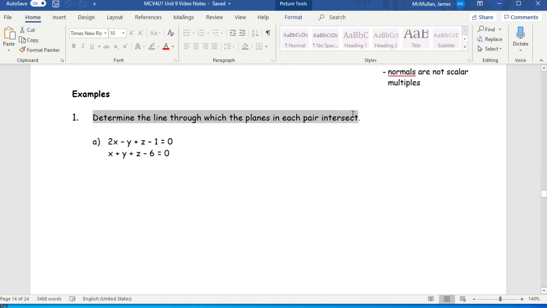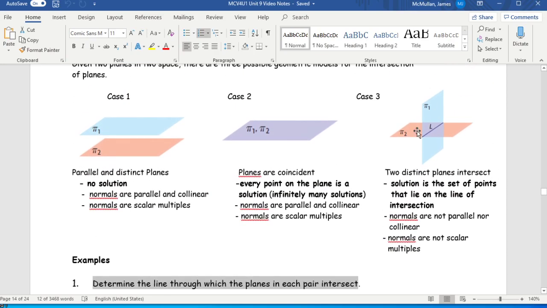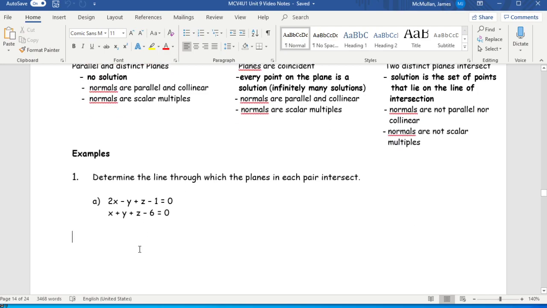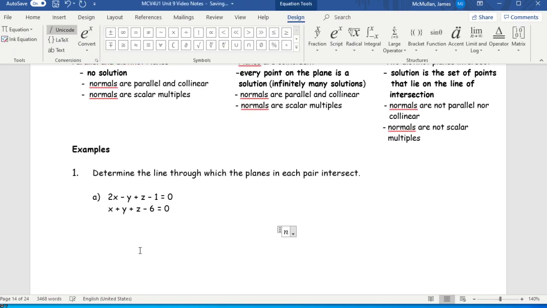So it says determine the line through which this pair of planes intersect. How do we actually find the location of this line? First of all, let's note that normal 1 is not equal to normal 2, so the normals are not parallel.